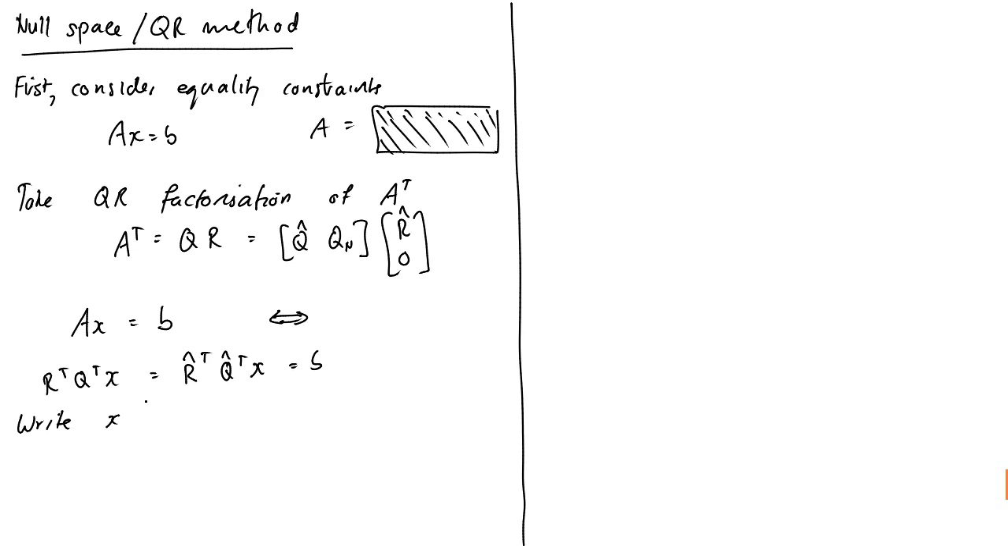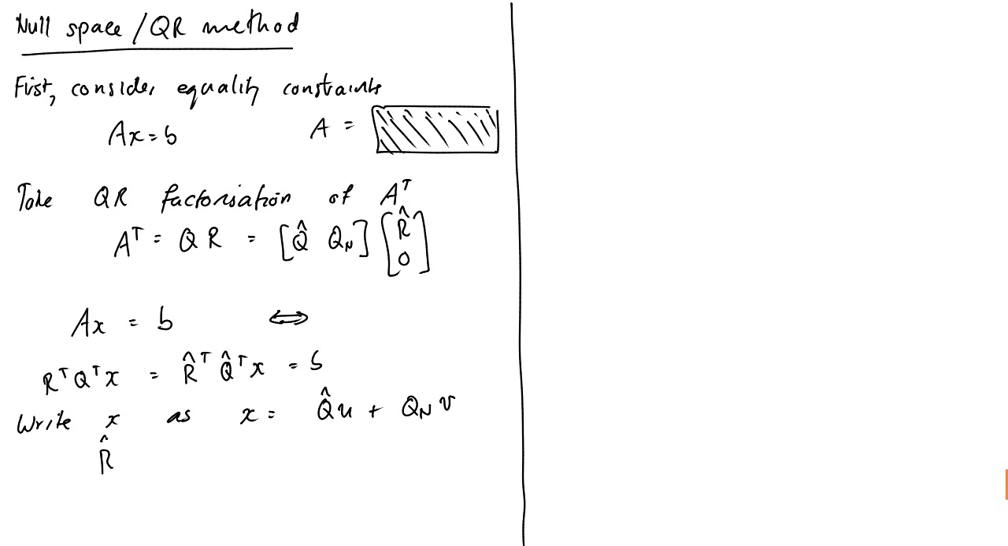Remember how we often can write our x down as a, sorry, start again. A basis for Rn are the columns of Q, which is the columns of Q hat and columns of Qn put together. So we can write x down as components with each of those pieces as bases. So we write x as some linear combination of the columns of Q hat plus some other linear combination of the columns of Qn.